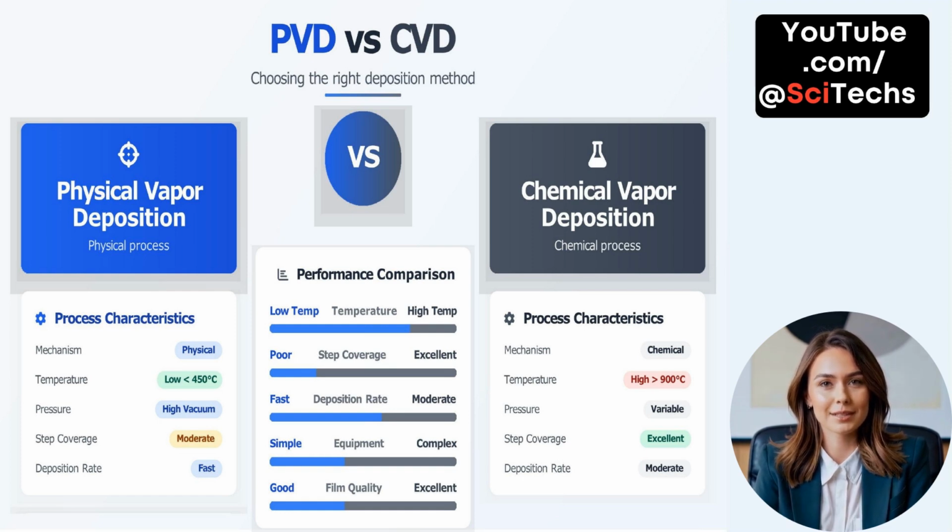In contrast, CVD is a chemical process that forms solid films through reactions of gas phase precursors. It typically requires high temperatures above 900 degrees C, but offers excellent step coverage even on 3D structures. CVD's pressure conditions can vary widely depending on the method, and while the deposition rate is moderate, the resulting film quality is often superior. Overall, PVD is favored for speed and simplicity, while CVD excels in conformality and film purity.